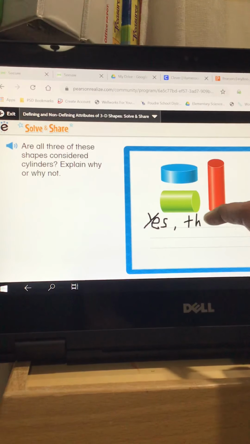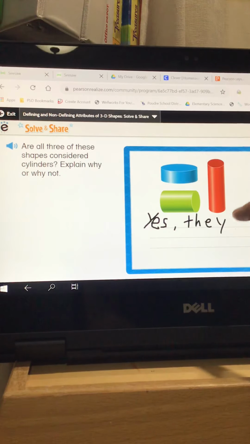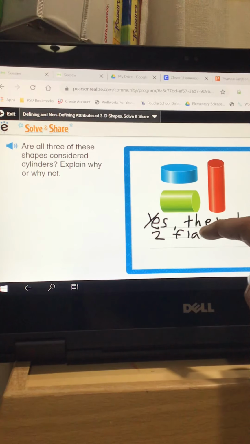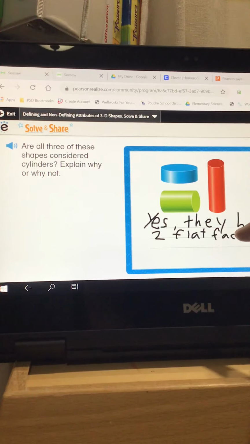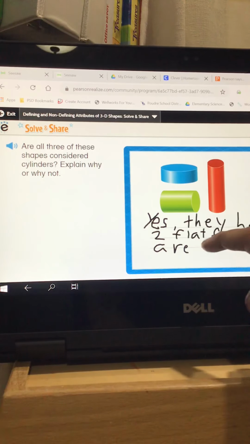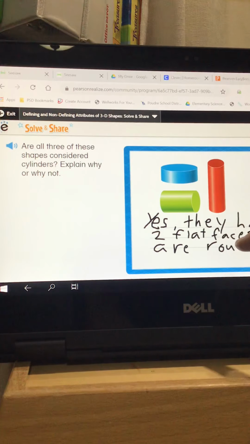They have two flat faces and are round. So that would be my explanation.